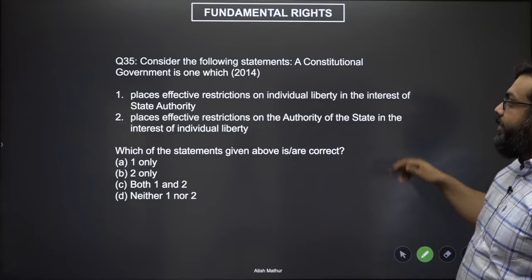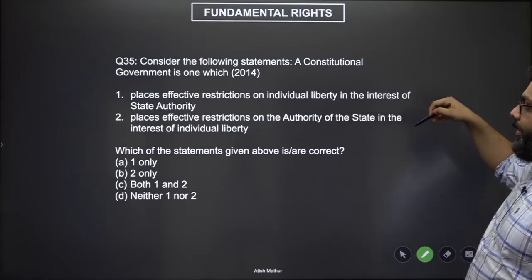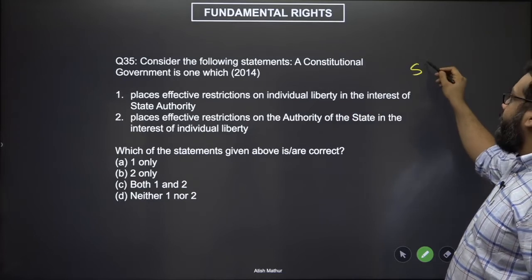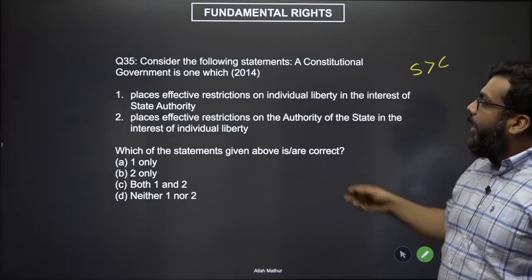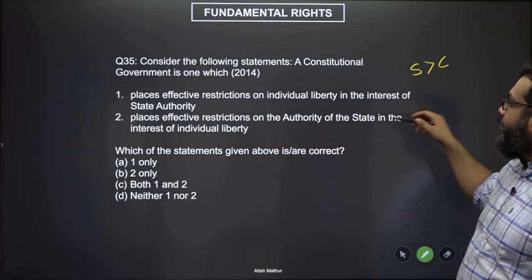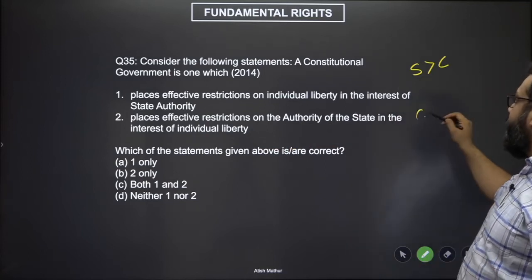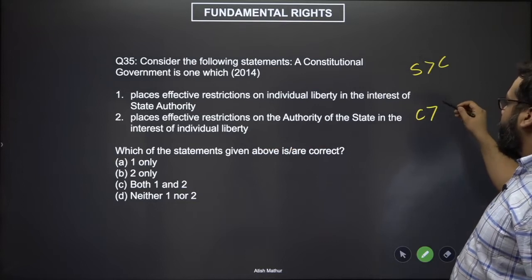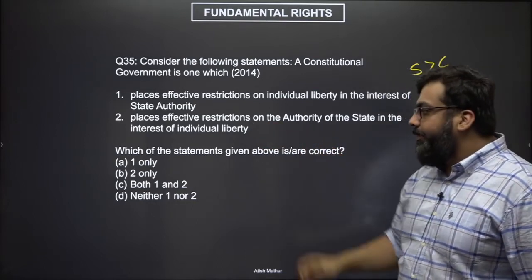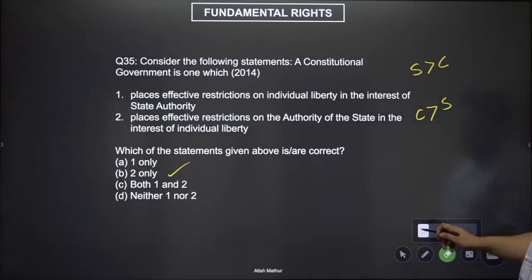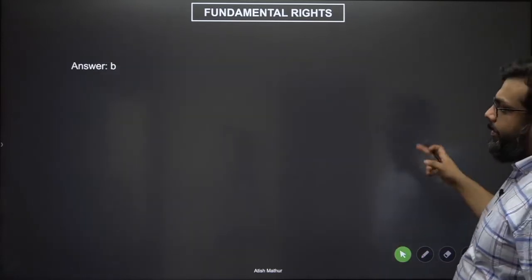Places effective restrictions on individual liberty, which means in the interest of the state, which means here the state becomes more important than the citizen. Places effective restrictions on the authority of the states in the interest of individual liberty. Here the citizens are stronger than the states with effective restrictions. The answer should be B, 2 only, right? Always look for contradictory statements.